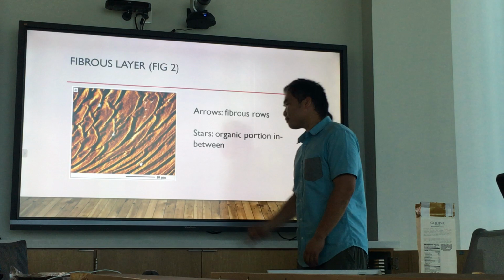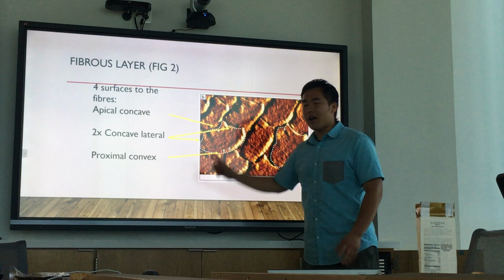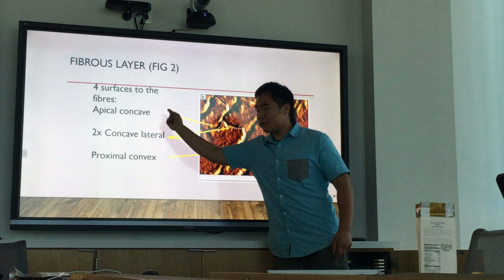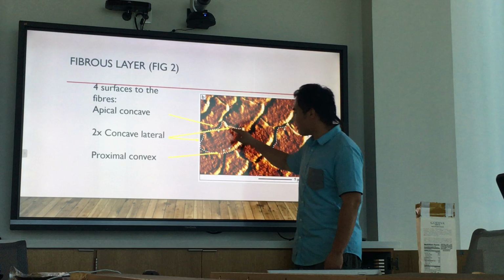Mm-hmm. So if we look at the top-down view this time, to look at each of these things. Now, I also don't like this picture. This picture just shows each of the individual fibers, right? Here's one, here's one, here's one, here's one. They make a note that each fiber has four surfaces: an apical, which means tip, right? Concave surfaces right here, two lateral surfaces, which are also concave, and a proximal convex surface, which is right here.